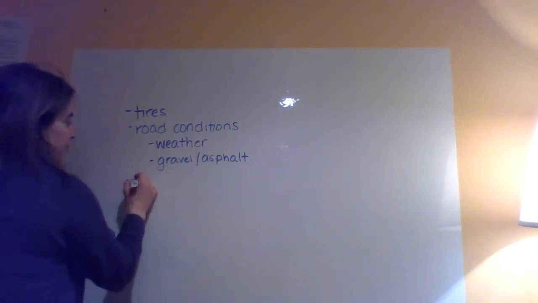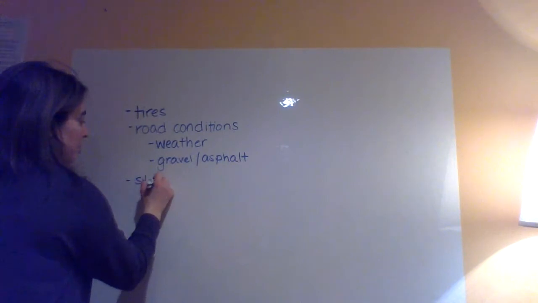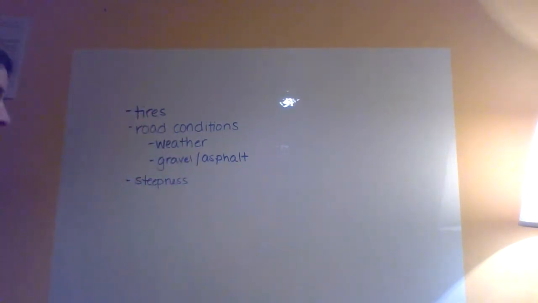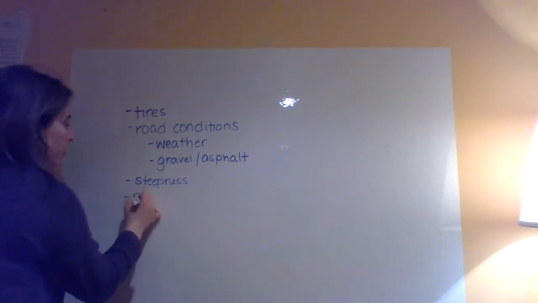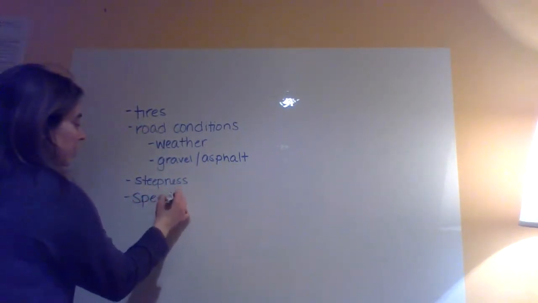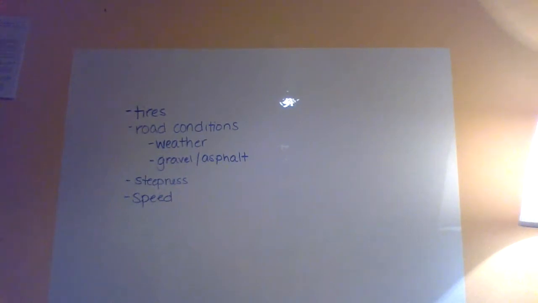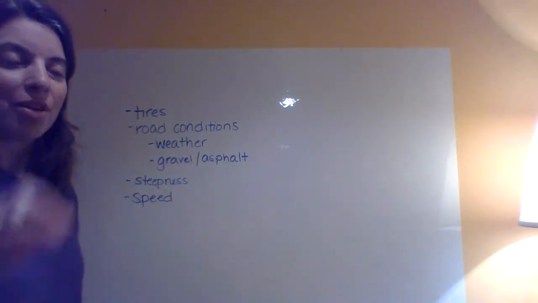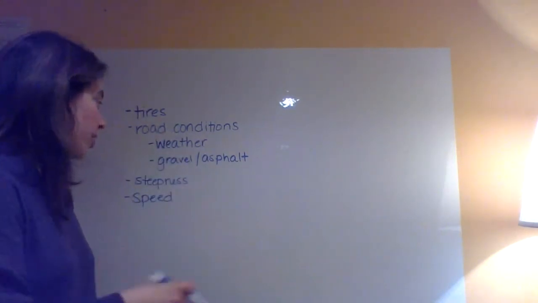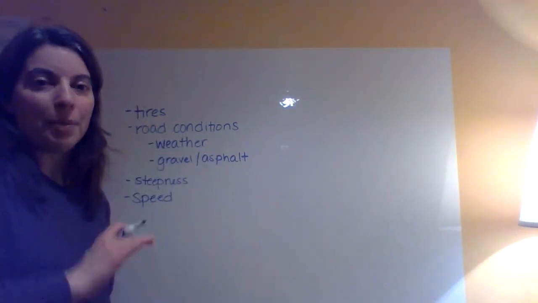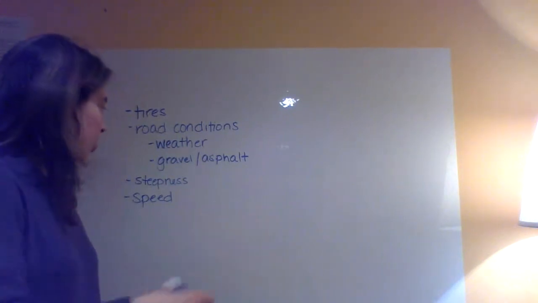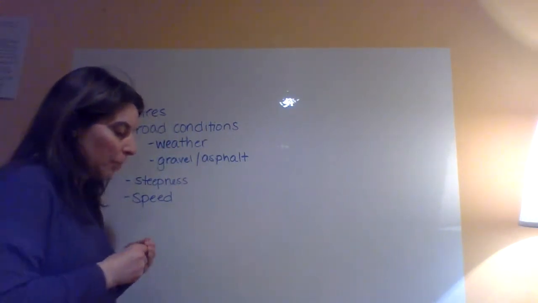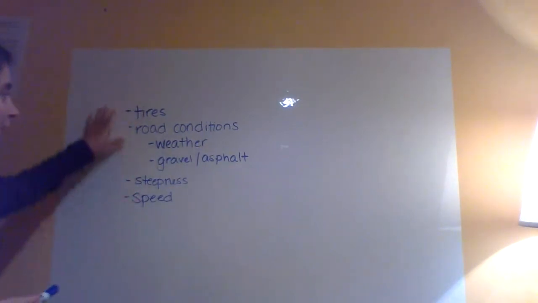The other thing is the steepness of where you are. So if you're going uphill, downhill, straight, that can affect it. And also, the other thing is speed, okay? So if you're just creeping along at a couple miles an hour and you go to stop, you'll stop very quickly. If you're going 70 miles an hour and you go to stop, it'll take you longer just because of inertia, right? Your movement keeps going. So those are some variables that could affect the braking distance.